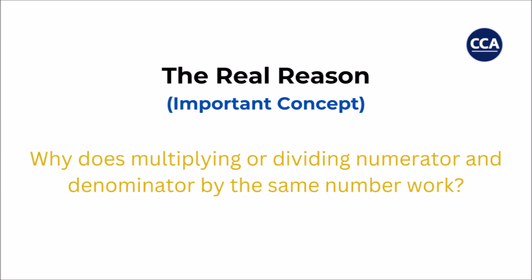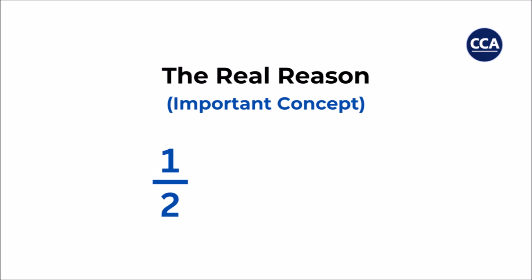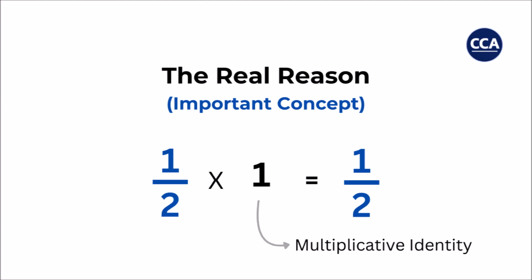But the real question is, why does multiplying or dividing numerator and denominator by the same number work? Let's look at 1 over 2. If we multiply this fraction by 1, what do you think the outcome will be? Of course, the same fraction. Because 1 is called the multiplicative identity. That means when it is multiplied by any number, it does not change that number at all.